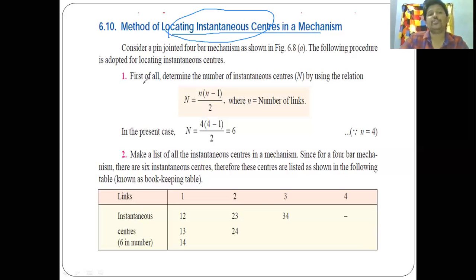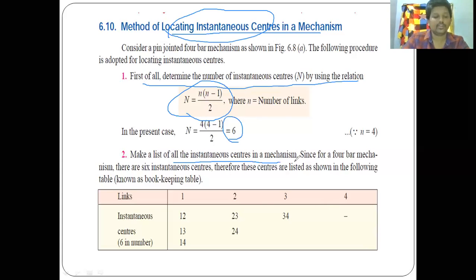First, we should determine the number of instantaneous centers, which is given by the relation here. If you have 4 bars, you substitute and you get 6. The next step is we should mark all the instantaneous centers in the mechanism. If you have 4 bars, we made 4 links here. Now the instantaneous centers are 6 in number.